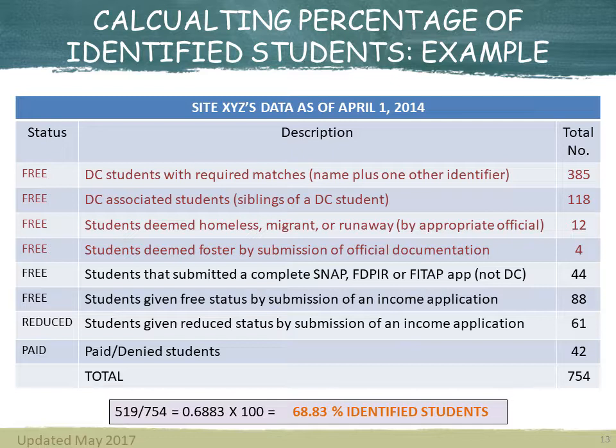Okay. So here you'll see that what we've done is we've gone through and determined the identified students. We've got 519 out of the total enrollment at this particular site of 754. So that's going to give us an identified student percentage of 68.83. Like I said, other than putting in the basic information, the calculations are being done for you. But we want to make sure that the numbers that we're entering are actually what's going to really be your identified students.